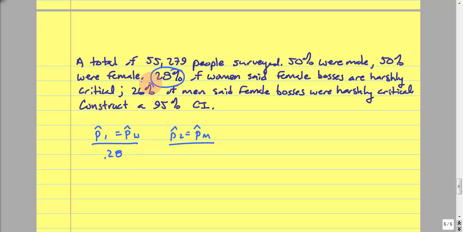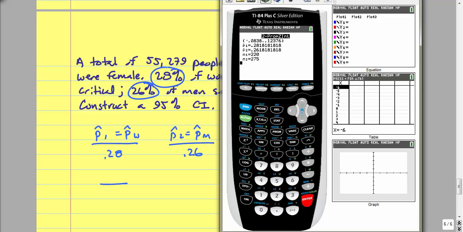For the men, I know 26% was my proportion. I don't know how many women were asked, though. I just know that it's 50% of the total. Now, if you notice here, this 55,279, it's an odd number. So that means I can't take half of it and get a nice integer.